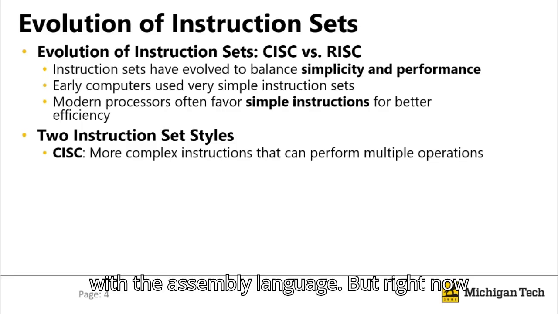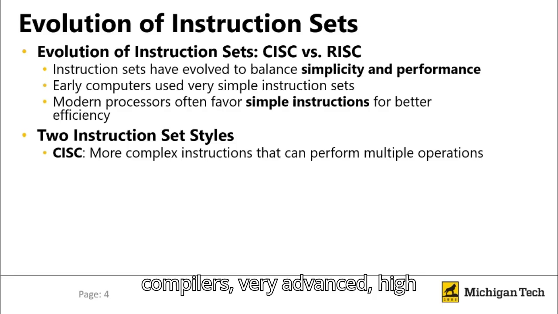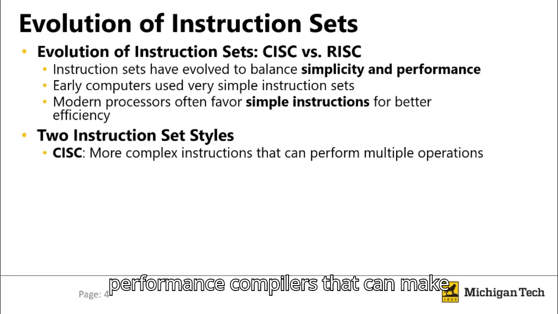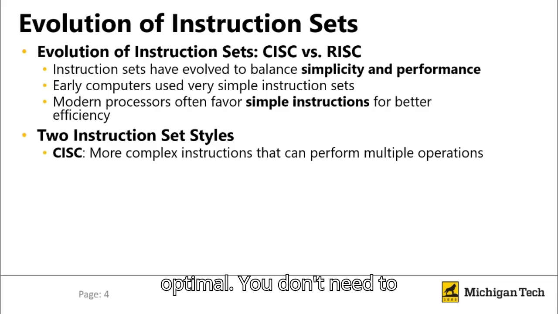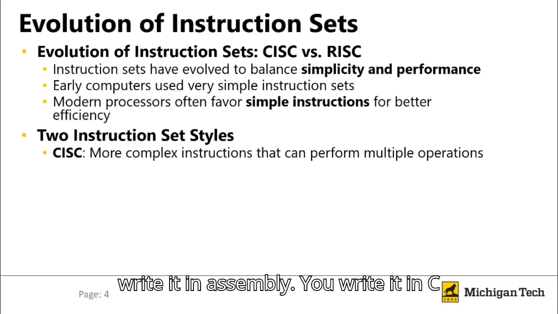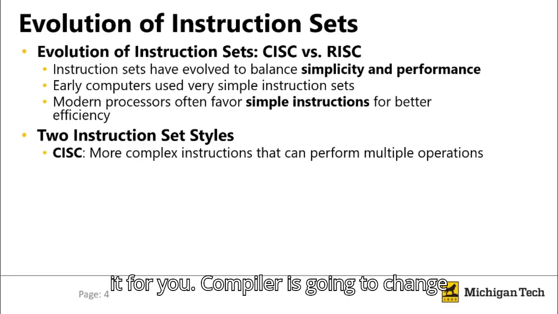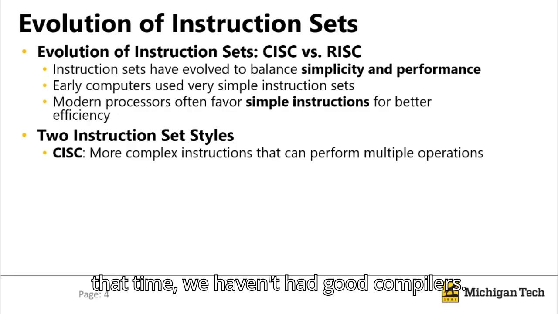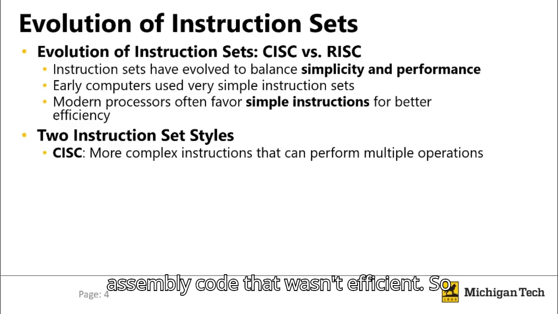with the assembly language. But right now we don't need that because we have very advanced, high performance compilers that can generate very optimal assembly for us. You don't need to write it in assembly. You write it in C++, and the compiler is going to fix it for you. The compiler is going to change it to assembly with very high performance. At that time, we didn't have good compilers, so sometimes compilers generated assembly code that wasn't efficient.